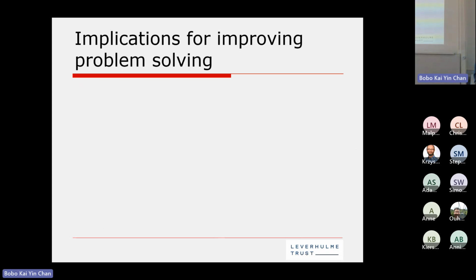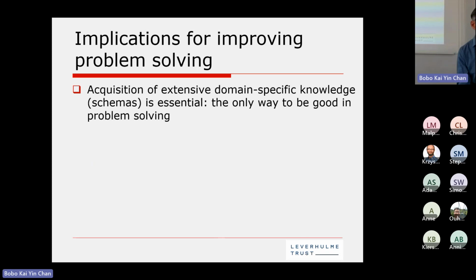All right, so what are the implications for improving problem solving, for learning problem solving, from these facts about the knowledge of expert problem solving? So firstly, of course, acquisition of extensive domain-specific knowledge is important. That's the way to be good at problem solving.